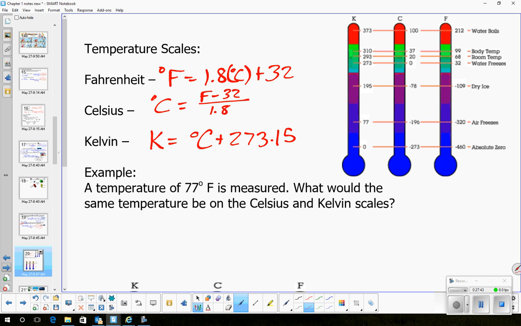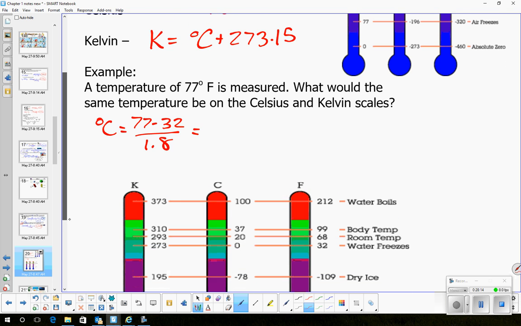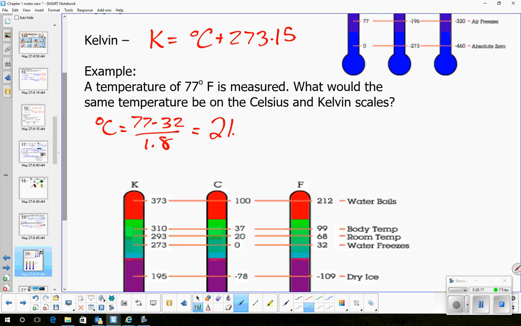What temperature of 77 degrees Fahrenheit is measured would equal Celsius and Kelvin? To me, that's a little hot. I like it around 70, so I like it around 20 degrees Celsius. So let's see if we can convert this. So if we wanted to convert this to Celsius, we would take Celsius is equal to 77 minus 32 divided by 1.8. What do we get? 21.68. So 22 degrees Celsius because we only had 2 sig figs.